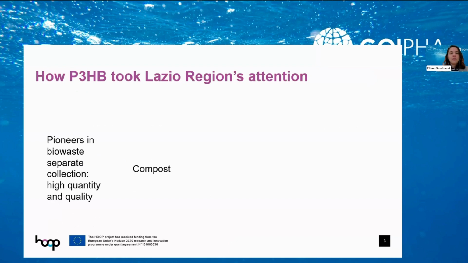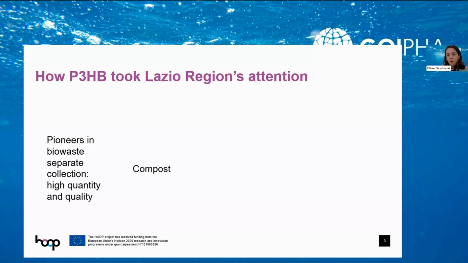So how did this biopolymer take Lazio region's attention? Everything started because in Lazio region, and in Italy in general, there's a good level of bio-waste separate collection. But Lazio region is really a lighthouse because they have ridiculously good bio-waste quality and also quantity. To give you an idea, they separately collect almost 80% of the bio-waste they produce from households, and the quality is around 95–98% purity. It means only 2–5% of the material in the bio-waste is not bio-waste.